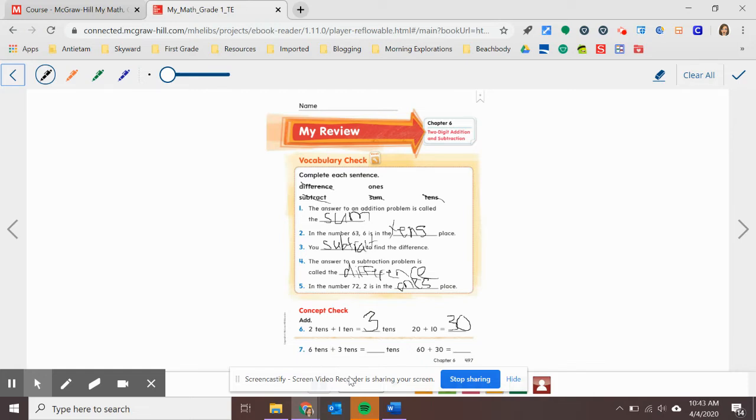All right, we're going to do the same thing for number 7. For number 7, we have 6 tens plus 3 tens. Well, what's 6 tens plus 3 tens? 6 plus 3 more equals 9. So 6 tens plus 3 tens equals 9 tens. That means that 60 plus 30 equals 90. Go ahead and make sure you have all of those numbers written in for 6 and 7. Then we're going to move on to the next page.